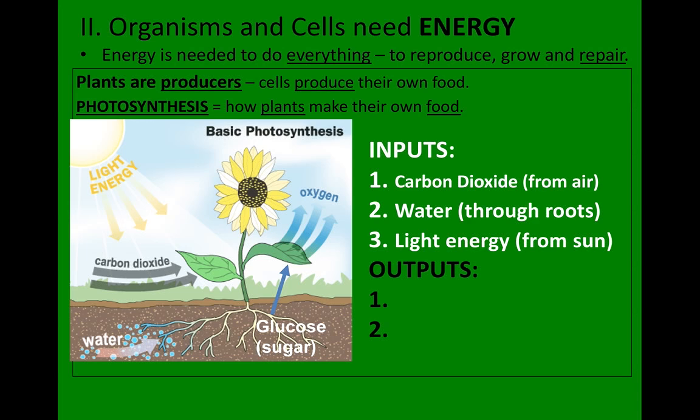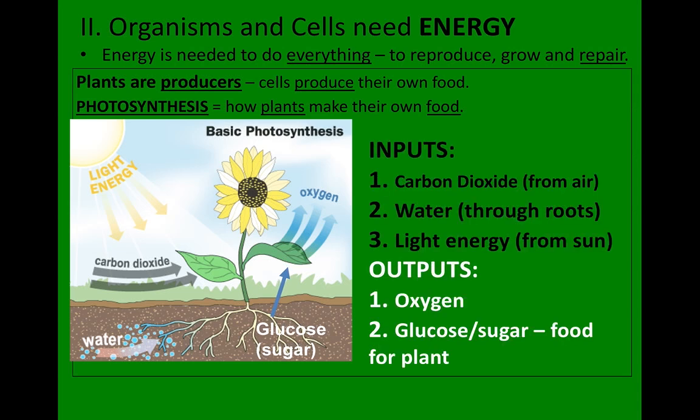And then in the chloroplasts of the plant cells, this series of chemical reactions is going to happen. And the end result is going to be our 2 outputs. We've got oxygen and glucose. Now notice it says glucose and then it says sugar. You can use those interchangeably in this case. You can also just call it food for the plant. They all mean the same thing.